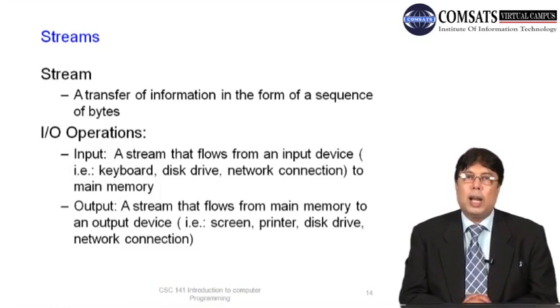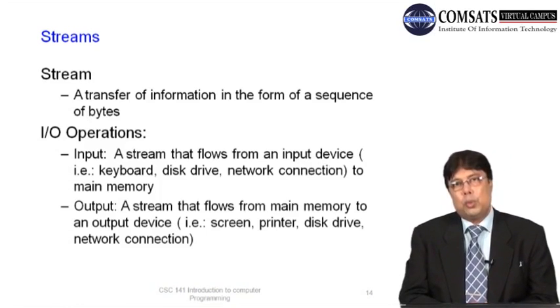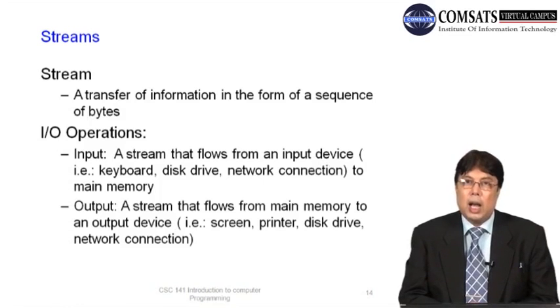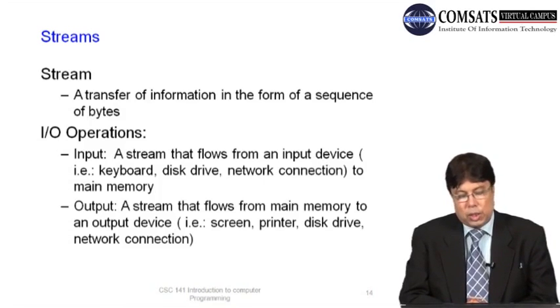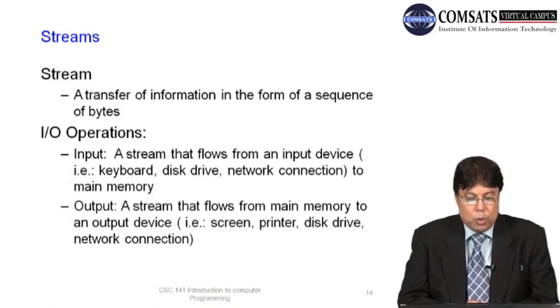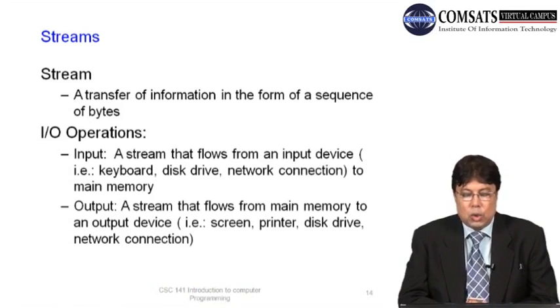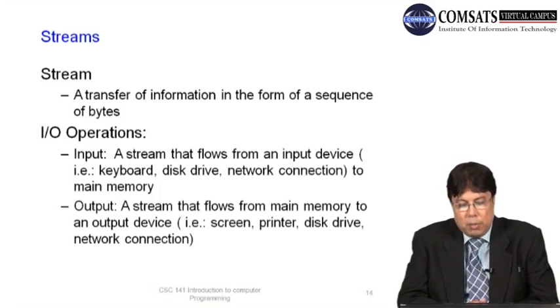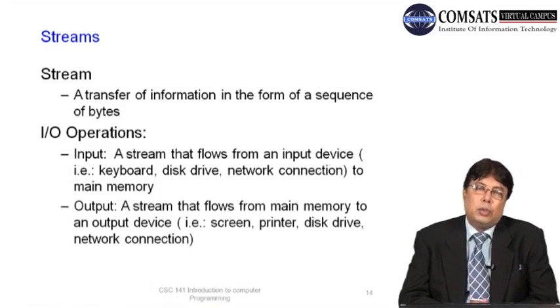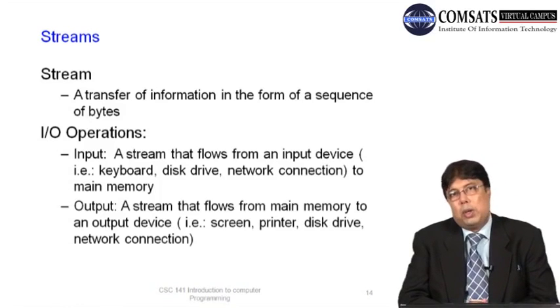That's why we will also be touching on something we have already discussed in file processing. This stream means that you can have an input stream and an output stream, so we can call it an IO stream, and then we can have associated input and output operations with it. Input means a stream that flows from an input device to the memory. Input devices are, for example, the keyboard, disk drive, network connections, and mouse. These provide the stream of input, which is called an input stream, and the data flows from the input device into the memory of the computer.